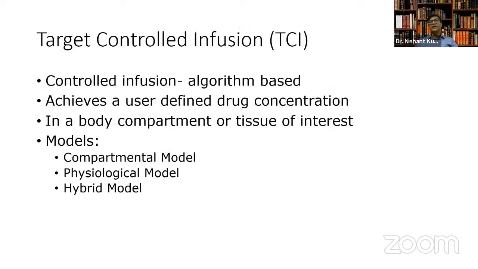Now, what is a TCI or a target controlled infusion? That is nothing but a controlled infusion which is algorithm based. It achieves a user defined drug concentration either in the plasma or at the effect site, that is your brain. So it is similar to achieving a MAC by setting the vaporizer percentage, right? Now, there are three models which have been used: a compartmental model, which is most commonly used, a physiological model, and a hybrid model for the distribution of the drugs, which have been used to derive these algorithms.